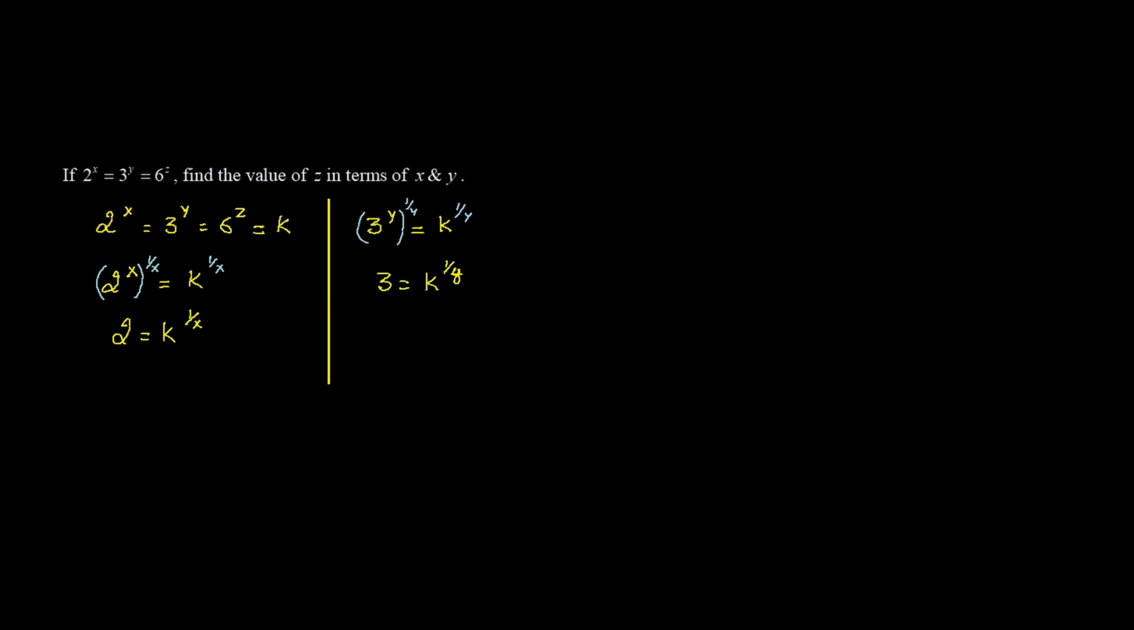Now, then we go on for the third part, which is 6 to the power z equals k. Then we take 1 over z on both sides as the exponent. So we get 6 is equal to k to the power 1 over z. But 6 can be written as 2 times 3, which is equal to k to the power 1 over z.